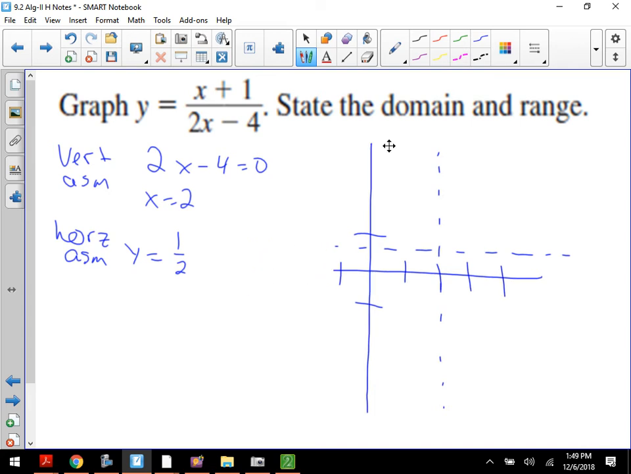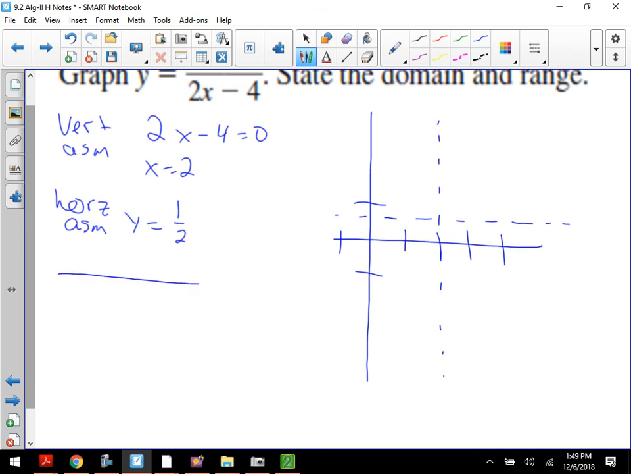I'm going to kind of erase a little bit of that. I'm going to pick numbers that are to the left and to the right of 2: 3, 4, 1, and 0. And just like we've done, I know you guys have all made tables.